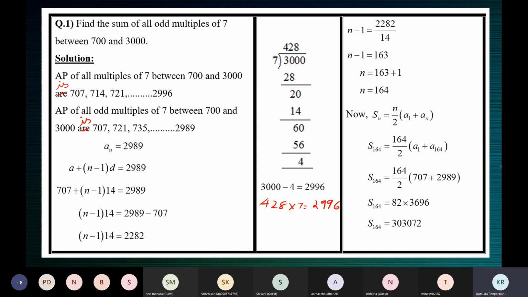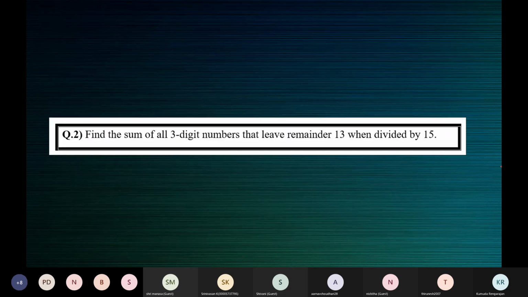If you've not finished, please take a screenshot, children. Take this question as homework. We'll see the answer to this question in tomorrow's class. This is your homework. Find the sum of all 3-digit numbers that leave remainder 13 when divided by 15.